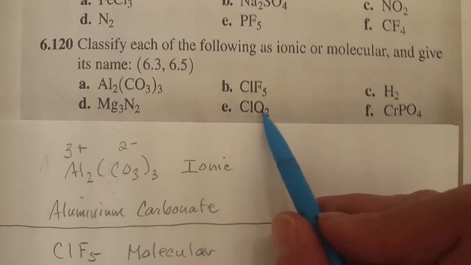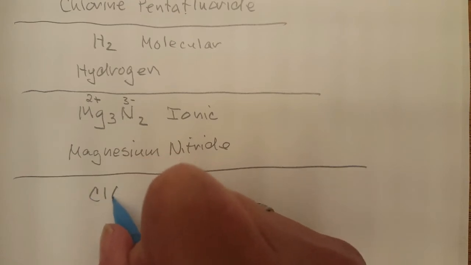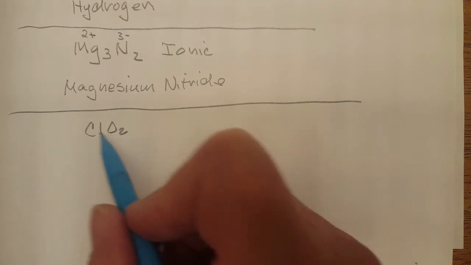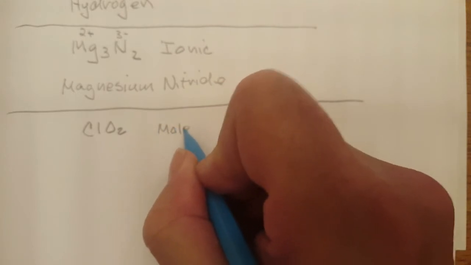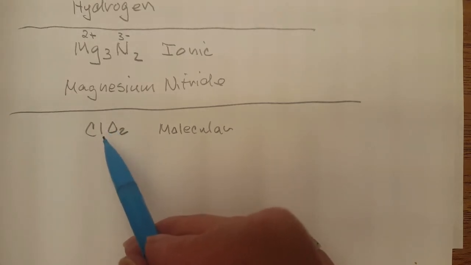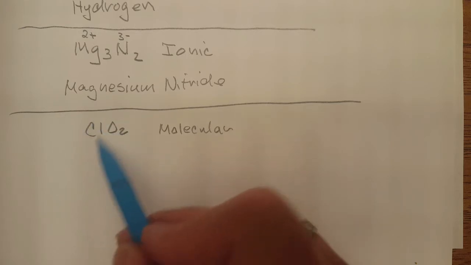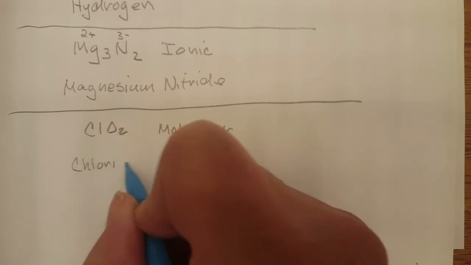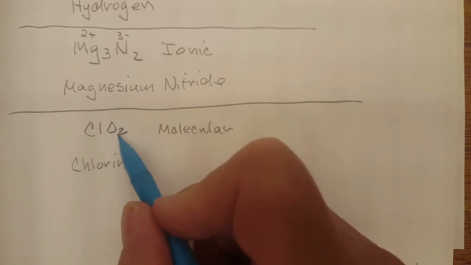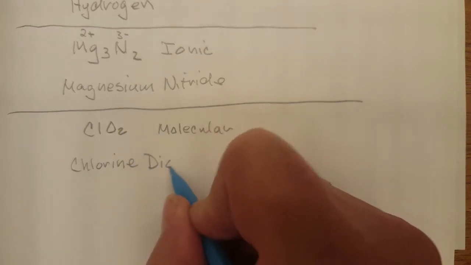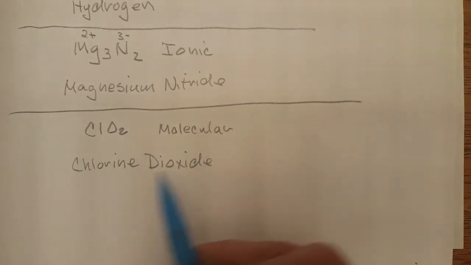Okay, let's do this one, ClO2. Is it ionic or molecular? There are no metals. These are both nonmetals, so it's molecular. Don't need to worry about charges. There are no charges. The electrons are shared. So this is chlorine. It comes first, so it ends up with its elemental name, chlorine. This is the oxide. The second one is named with an "ide" on the end, so this is oxide. There are 2 of them, so it's dioxide. So this is called chlorine dioxide.